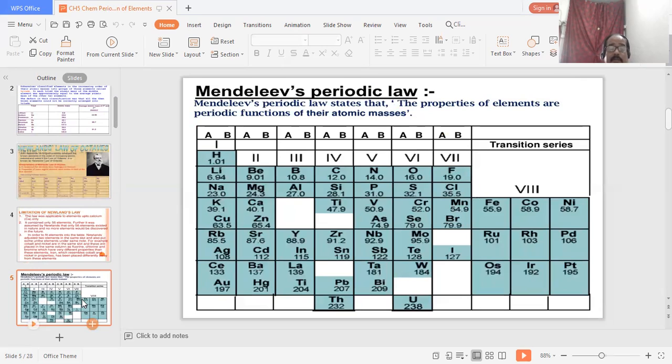This periodic table is classified into two parts, groups and periods. In total there are seven groups and nine periods; groups 1 to 7 are divided into two subgroups, group number 8 is divided into three parts, and group number 9 is blank. So this is Mendeleev's periodic law.